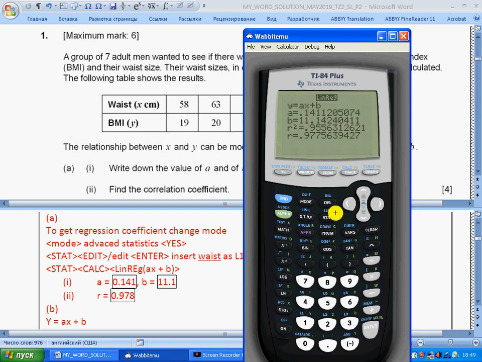And we are getting A 0.141, B 11.1 to 3 significant figures, and the correlation coefficient 0.978. So we put these values here as our answers. Finished. What if we press clear here? Clear, no problem, we can press clear.